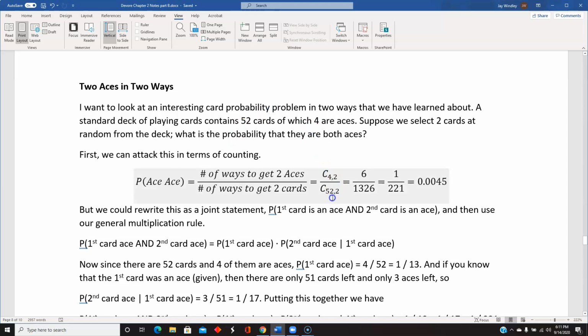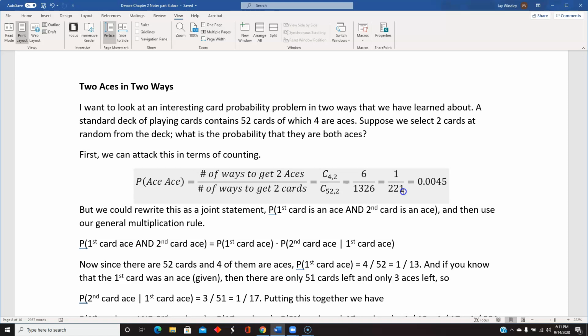And I'm going to do both the numerator and the denominator with combinations. The number of ways that you can get 2 aces, since there's 4 aces, is 4 choose 2. Using our combination formula, that's 6. The number of ways to get 2 cards out of the deck is 52 choose 2, since there's 52 cards in the deck, and that's 1326. And if you reduce this fraction, it simplifies to 1 out of 221, or 0.0045. So this, for sure, is the probability of selecting 2 cards at random from the deck and having them both be aces.